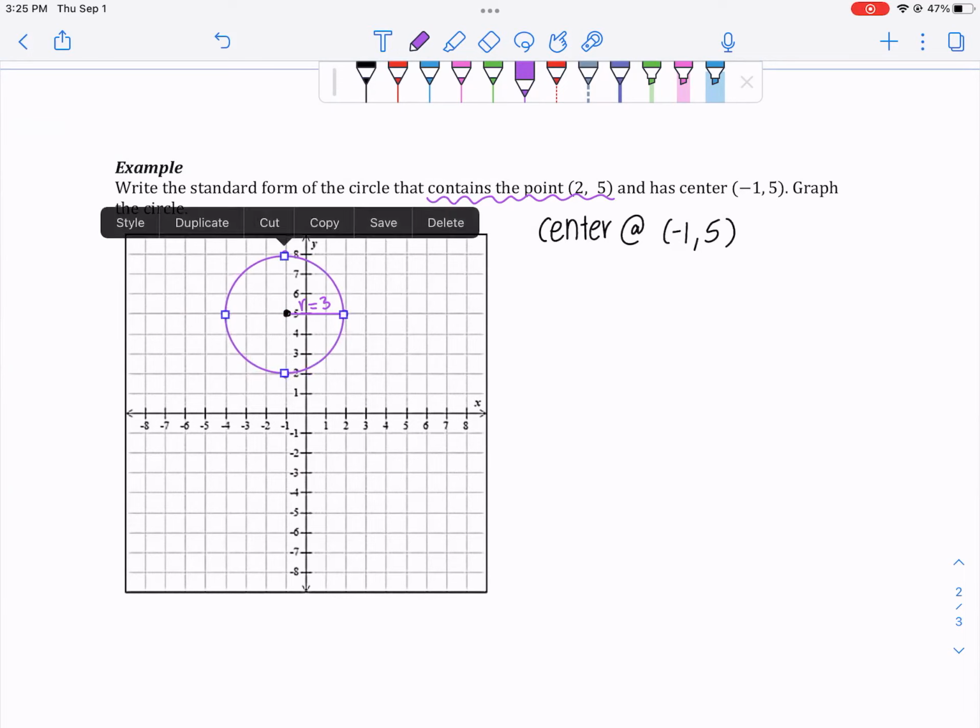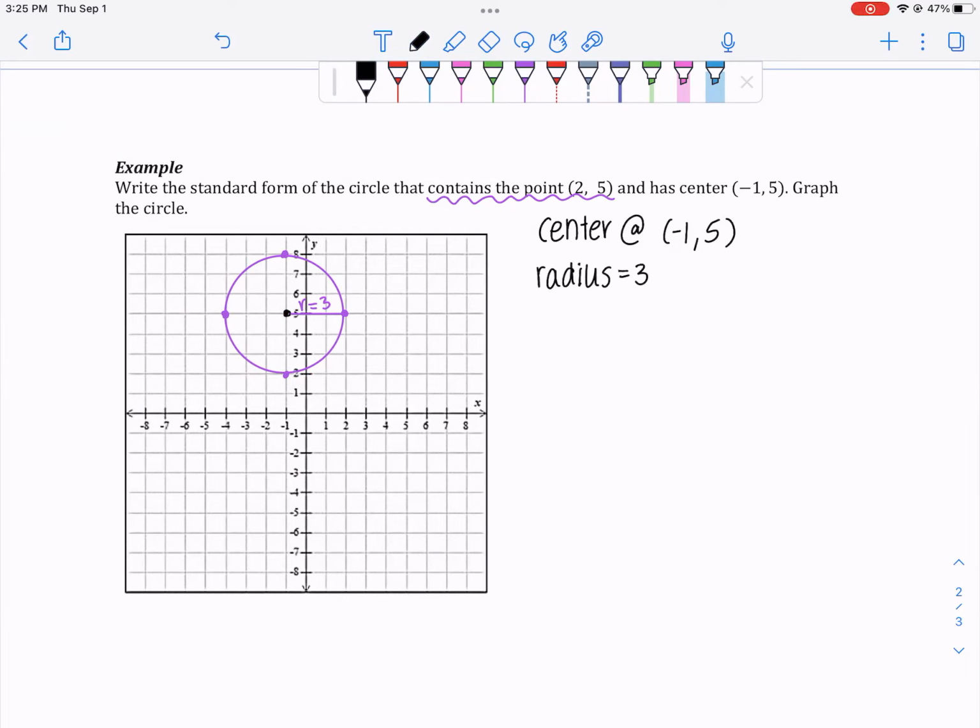I want to talk about what we would do if that weren't the case, though. So here is the answer. The center is at -1, 5. The radius is 3. Therefore, the standard form is going to be (x + 1) squared plus (y - 5) squared is equal to 3 squared, which is 9. This is the answer.